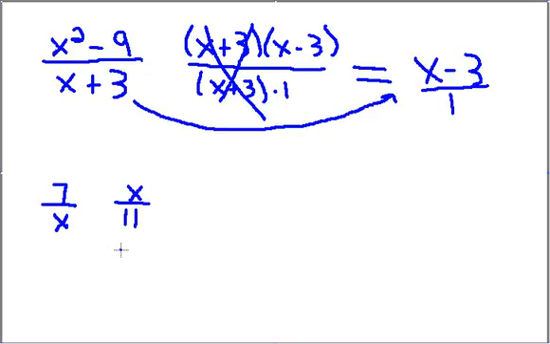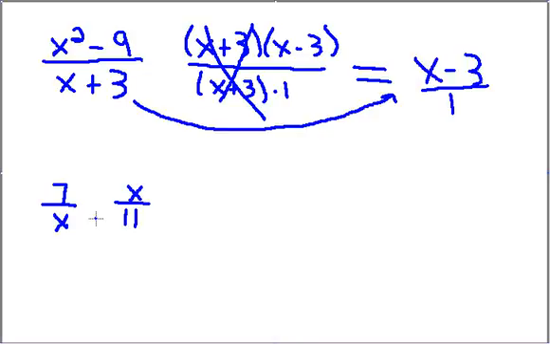Next, let's say we were wanting to create an addition or a subtraction problem here. I'm not going to actually carry out the adding or the subtracting, but in order to add or subtract fractions, what do you have to have in the denominator? What relationship do you have to have? Well, you have to have the same denominator. So in order to add 7 over x to x over 11, or in order to subtract x over 11 from 7 over x, we have to have the same denominator.